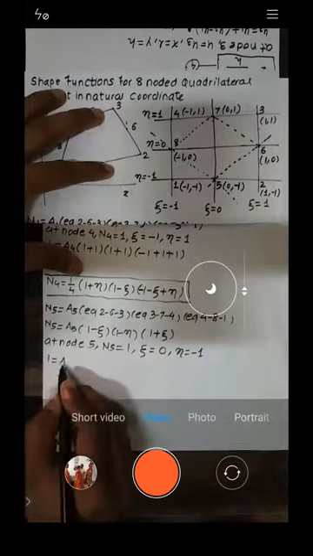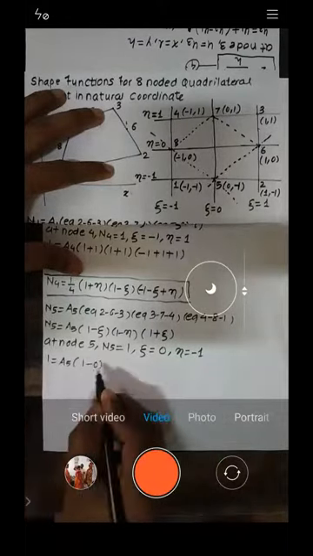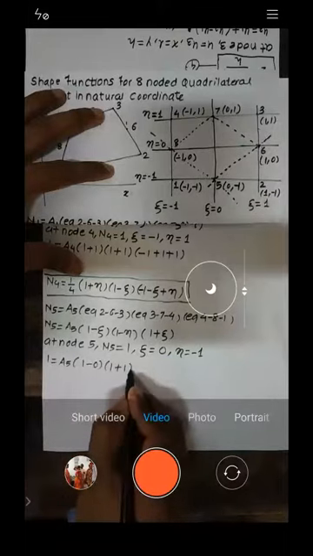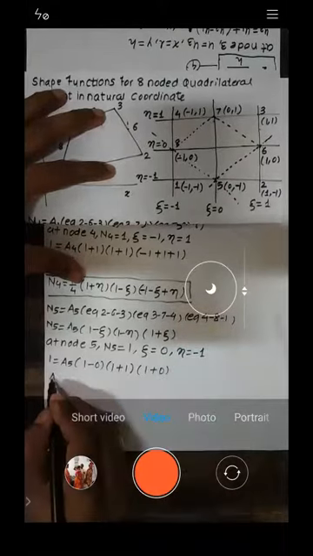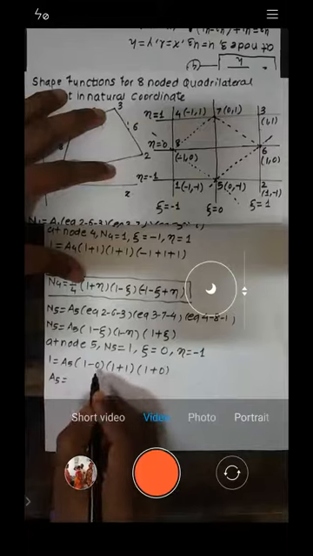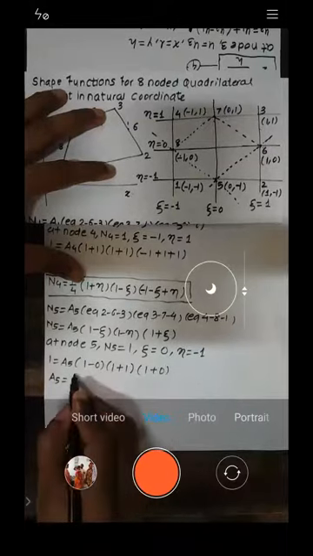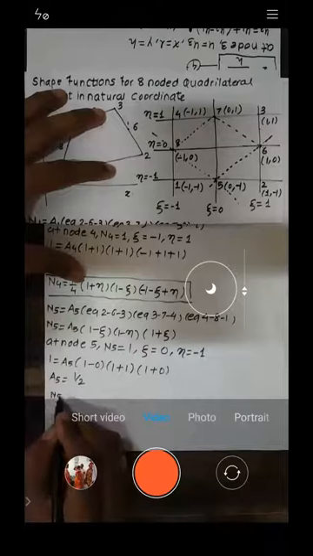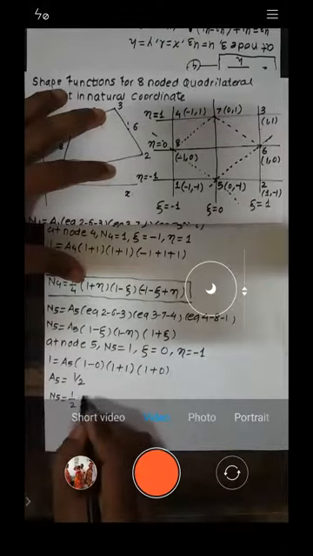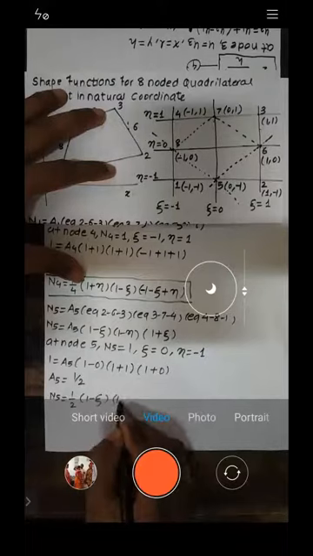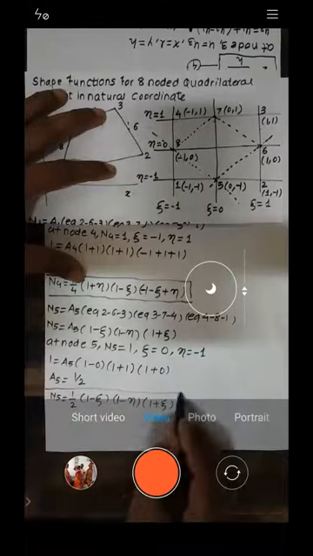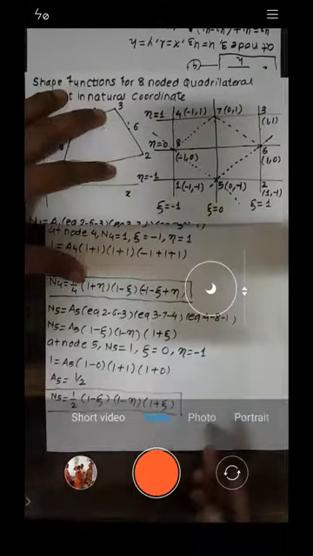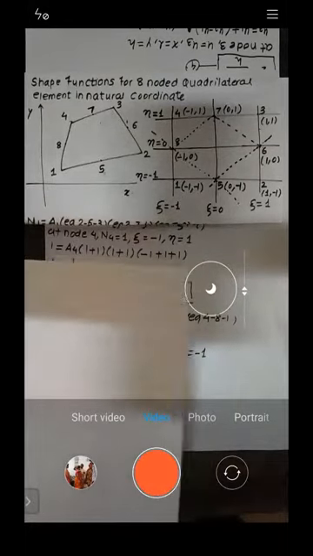So 1 is equal to A5 times 1 minus 0, and 1 minus of -1 is +1, and 1 plus 0. So you'll get A5 is equal to 1 over 2, so you'll get half, right? So N5 is equal to half (1 minus zeta)(1 minus eta)(1 plus zeta). Is it okay? Now same thing we need to repeat for N6, N7, and N8.